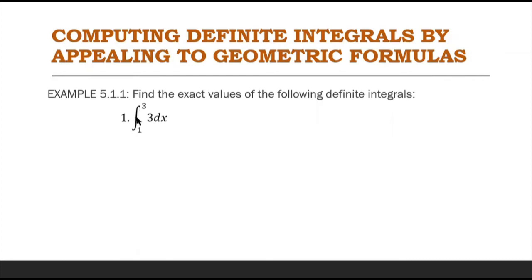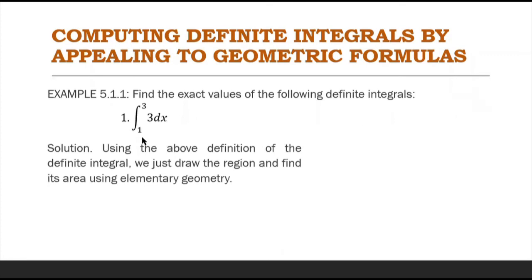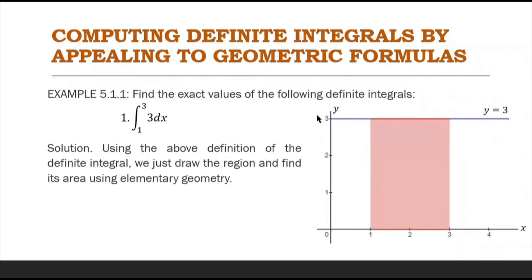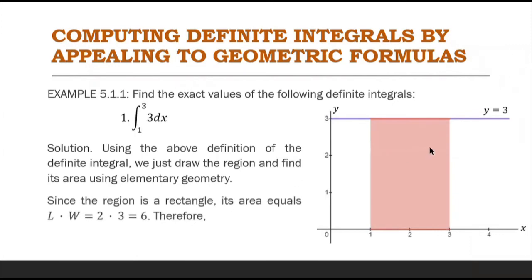Okay, let's start with number 1. The integration of 3 dx from 1 up to 3. Using the above definition of the definite integral, we just draw the region and find its area using elementary geometry. Okay, lagay natin siya sa graph. So pag nilagay natin sa graph yung function, nandun siya sa 3, then we have y equals 3. Ito tinatawag natin constant function. Then yung shaded region niya, ito, under the function, itong mayroong red na shaded region, mapapansin natin, it is a rectangle.